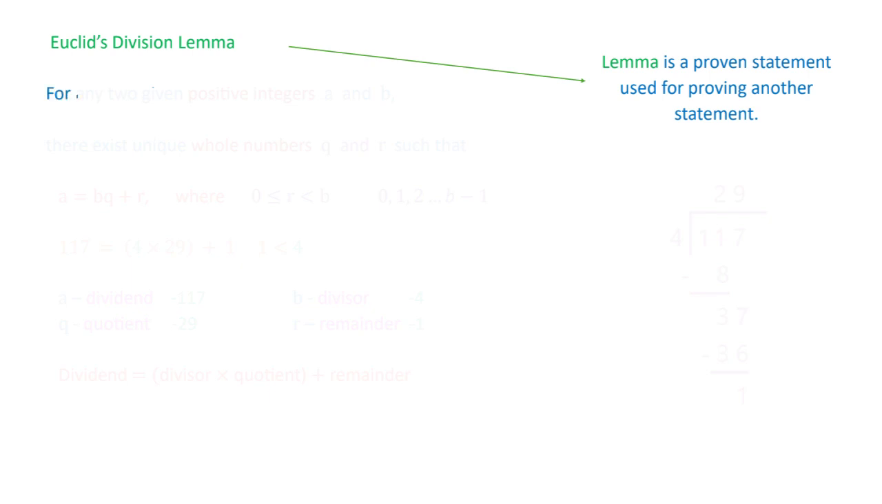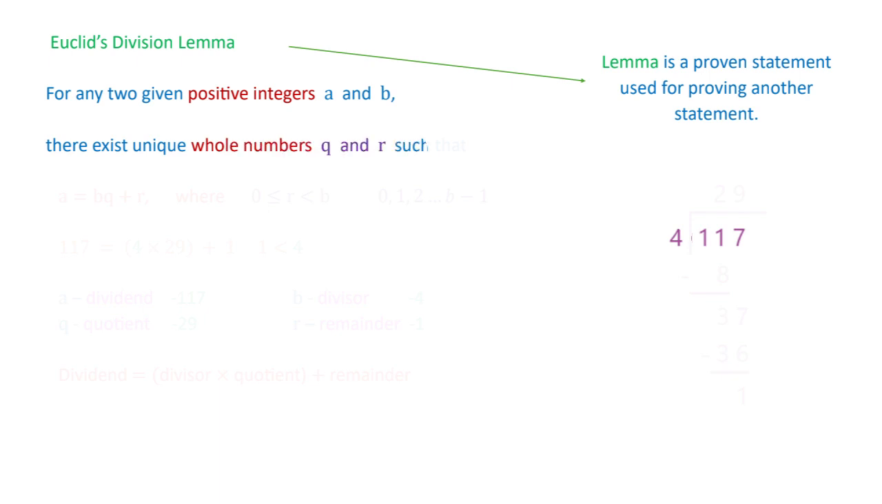We are saying that for any two given positive integers a and b, suppose I am talking about the integers 117 and another integer I am considering, 4. There exist unique whole numbers q and r such that a is equal to bq plus r. So how are we going to calculate these two numbers q and r?